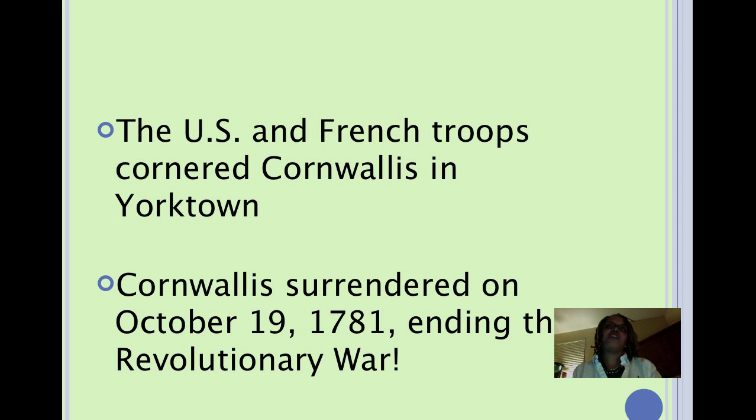So, the U.S. and French troops cornered Cornwallis. He was stuck. He wasn't able to get any more help from England. He was running out of men, running out of supplies, running out of food, and completely cornered by the U.S. and the French. They cornered him in Yorktown, and so Cornwallis surrendered April 19, 1781, ending the Revolutionary War.